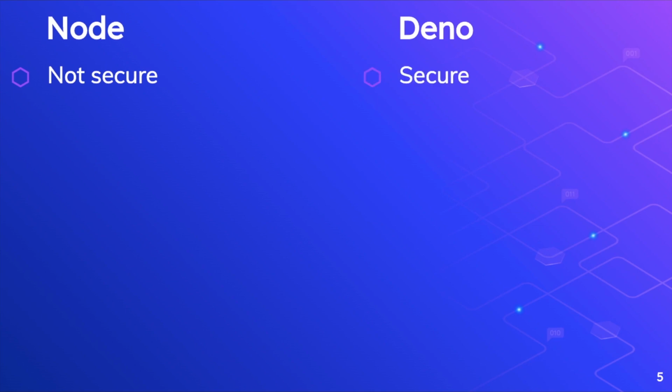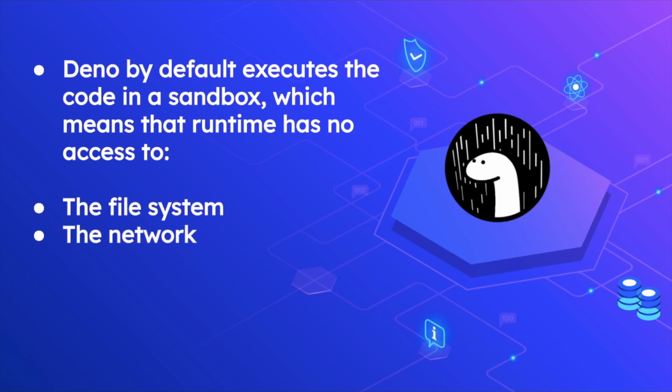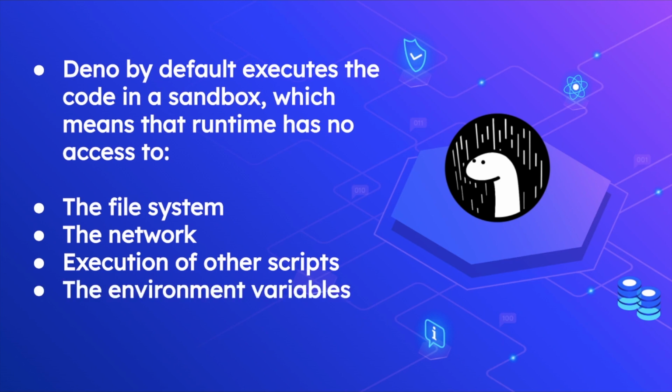However, Deno is very secure by default because there is no file access. So by default, it executes the code in a sandbox, which means that the runtime has no access to the file system, the network, execution of other scripts and the environment variables as well. Unless you explicitly enable things, you give it access, it doesn't have any access by default. So it is secure by default. And it also ships with a single executable file.